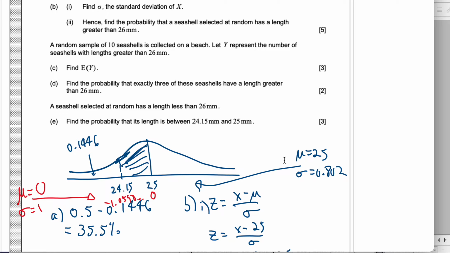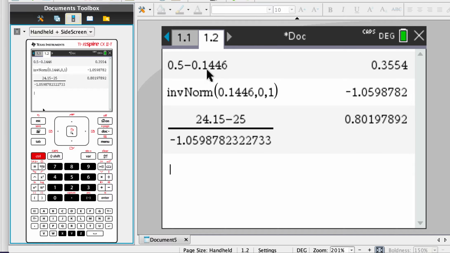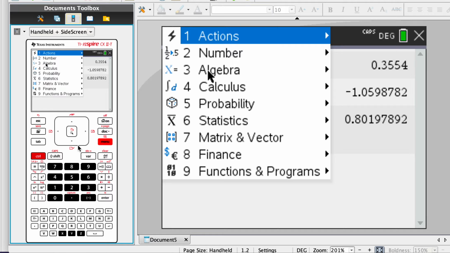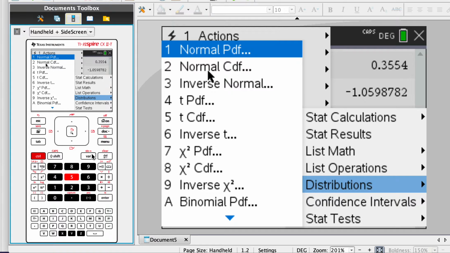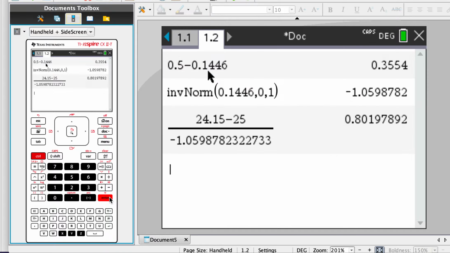So part 2, we can do this purely on a calculator. A length greater than X is 26 millimeters. So what we're trying to do is find the probability that the random variable is greater than 26. And let's get out the calculator. Menu, let's go to here, and we are looking for normal CDF.